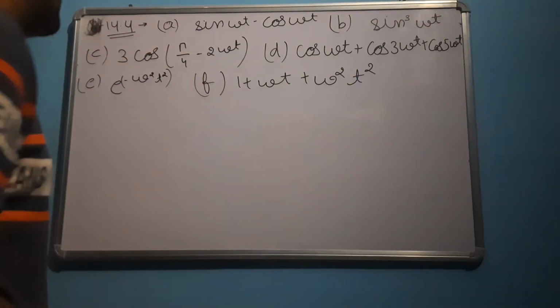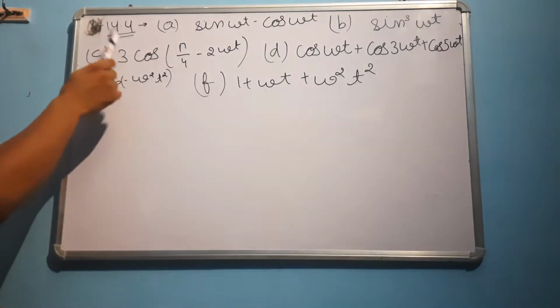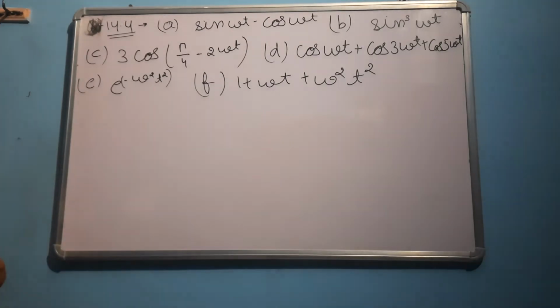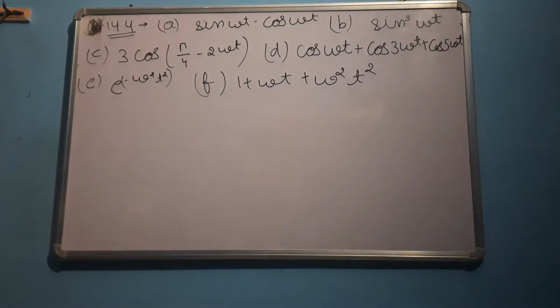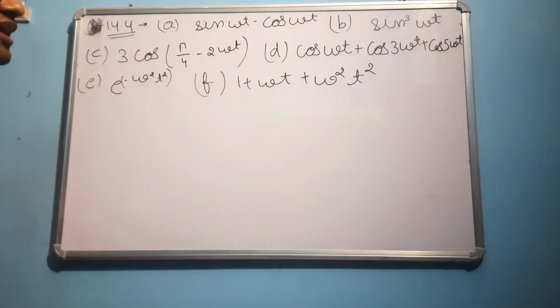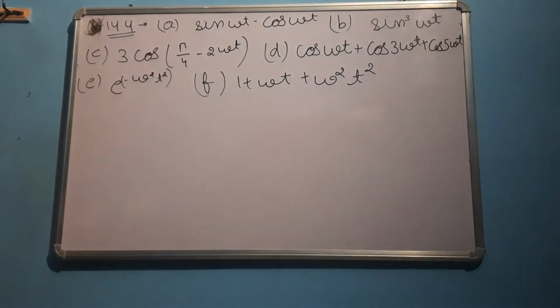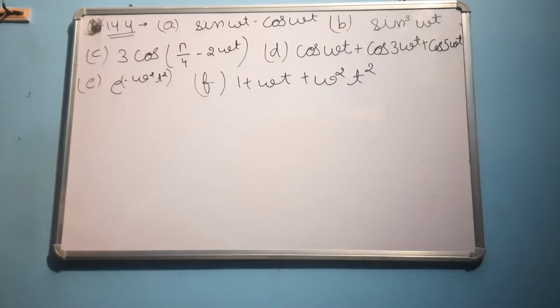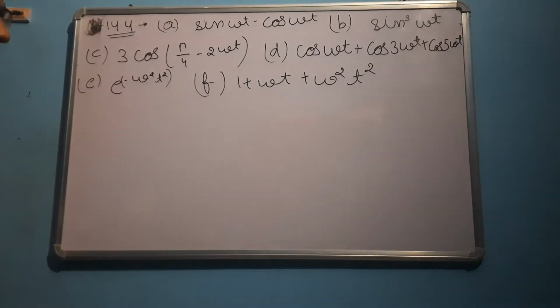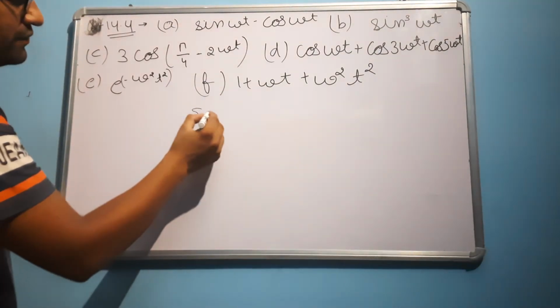Hello guys, today we are proceeding with question number 14.4 of the oscillation chapter exercise. What does the question state? It states that we are provided with some functions which are varying with time, and we have to tell whether these functions are periodic, non-periodic, or showing simple harmonic motion.